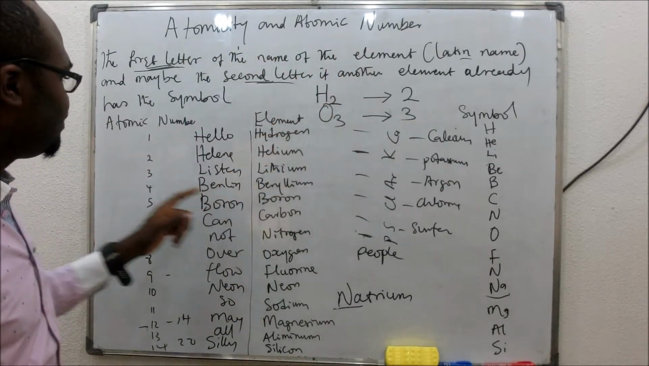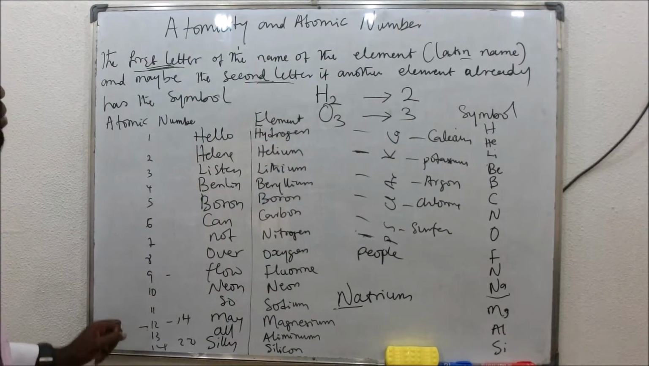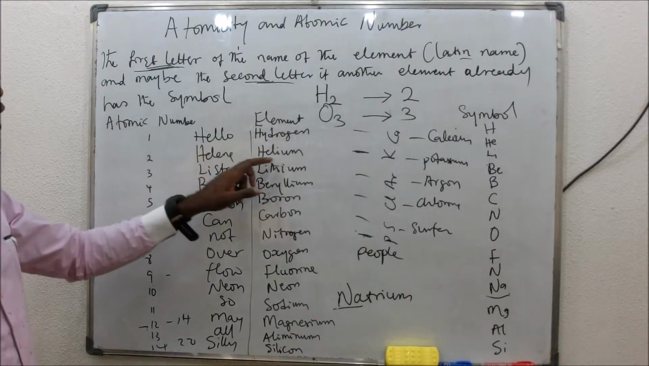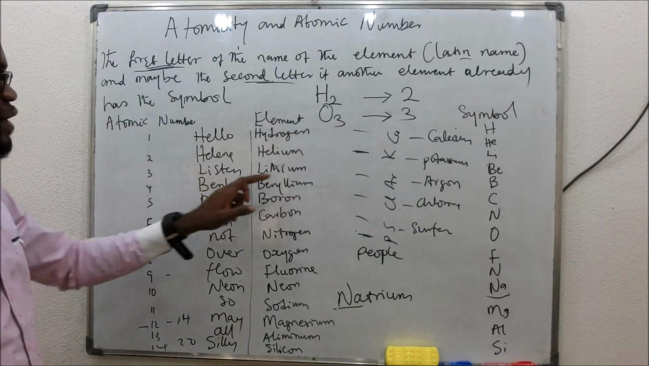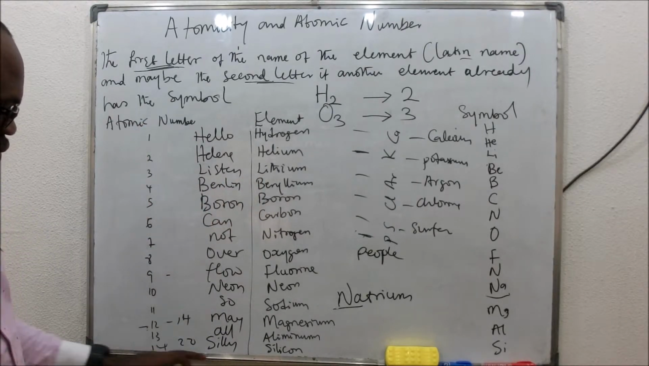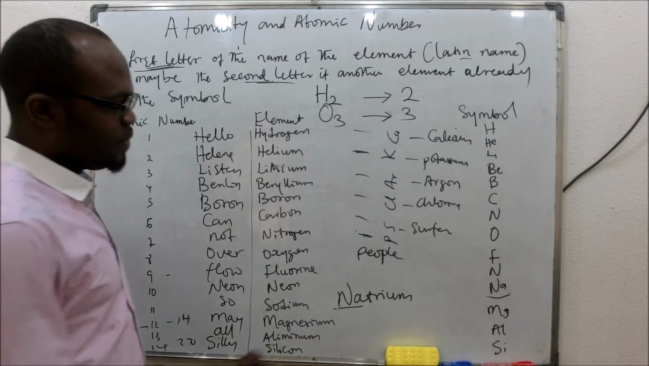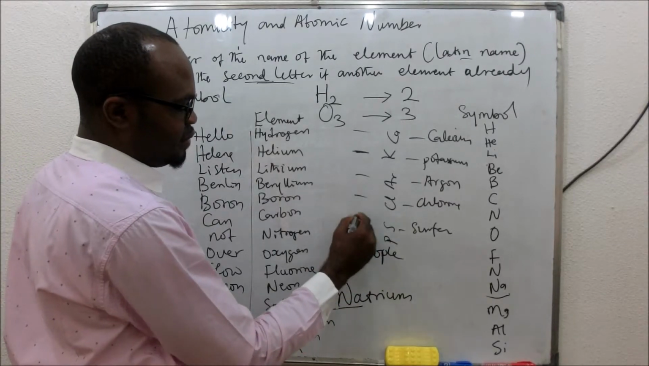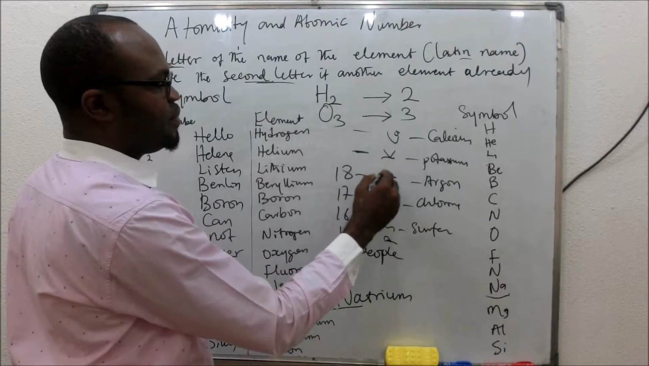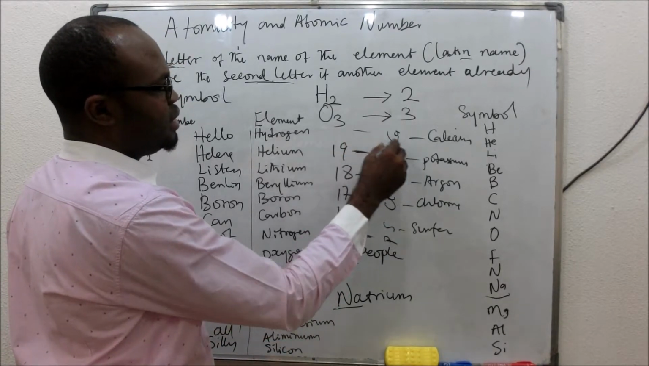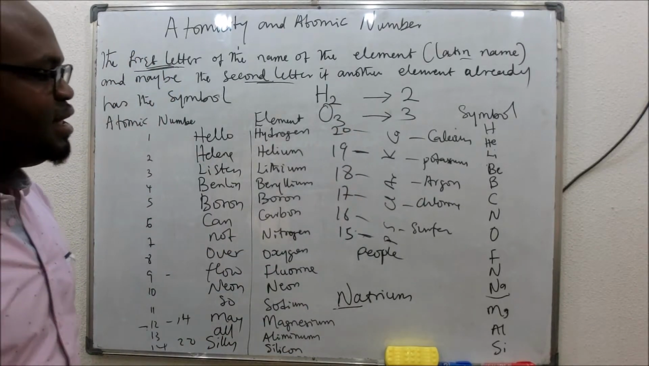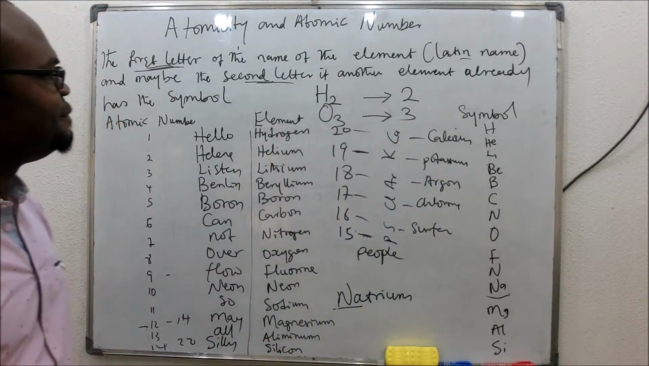Atomic number, like I told you, are these numbers. So for hydrogen, the atomic number is 1. For helium, the atomic number is 2. For lithium, the atomic number is 3. Just like that, up to silicon, that is 14. Phosphorus is 15, sulfur is 16, chlorine is 17, argon is 18, potassium is 19, calcium is 20. So these are the first 20 elements, and these are their symbols.